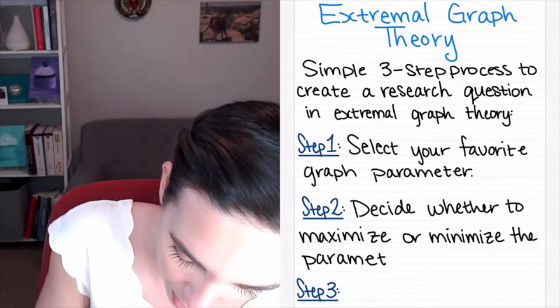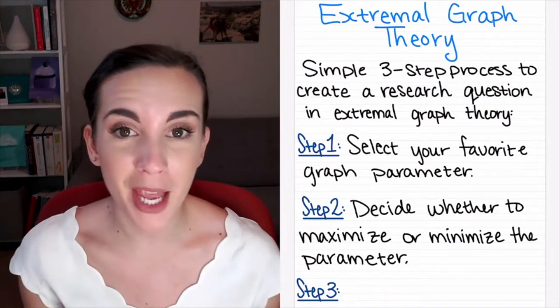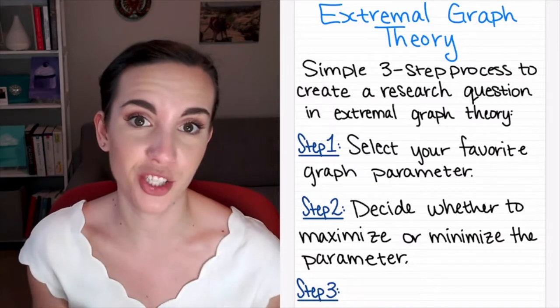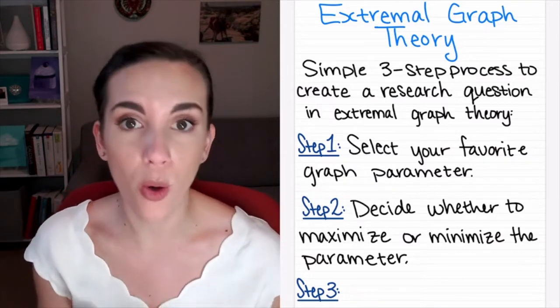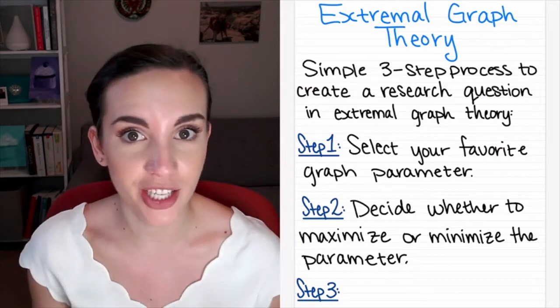And that's where the extremal part comes into play, right? We want to maximize or minimize. Now, for certain parameters, it may make sense to only do one of these two things, either maximize or minimize that parameter. But for some parameters, both questions are actually interesting as well.